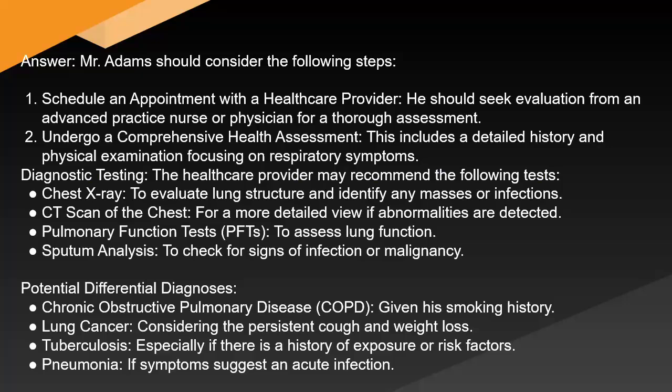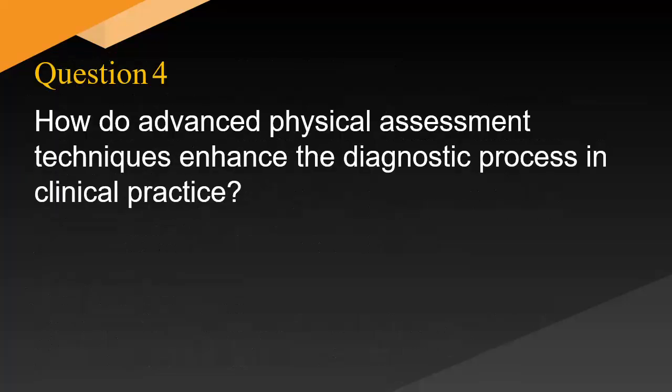Potential differential diagnoses: chronic obstructive pulmonary disease, COPD, given his smoking history. Lung cancer, considering the persistent cough and weight loss. Tuberculosis, especially if there is a history of exposure or risk factors. Pneumonia, if symptoms suggest an acute infection. How do advanced physical assessment techniques enhance the diagnostic process in clinical practice?